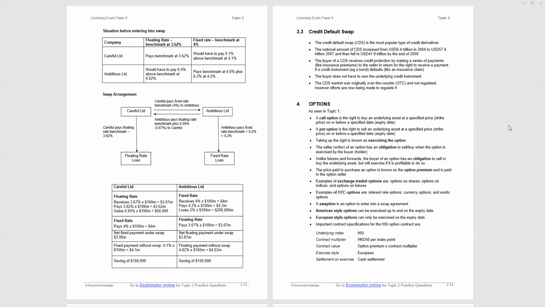Now, paper 9 does have the habit of giving you 2 or 3 questions, one after the other, on interest rate swap using the same data. So be prepared to see that or those types of questions.